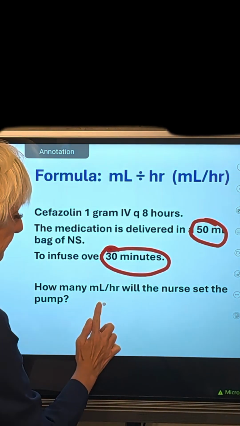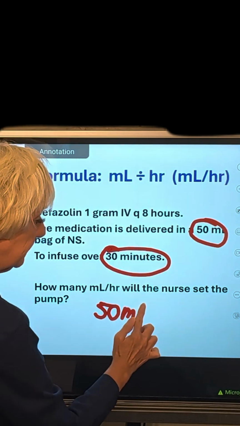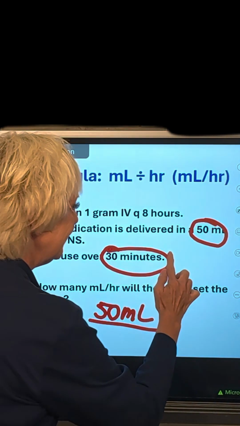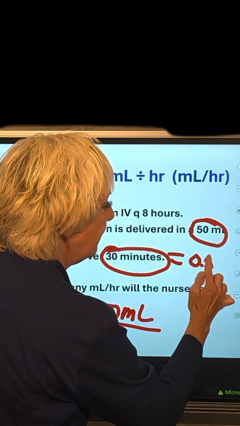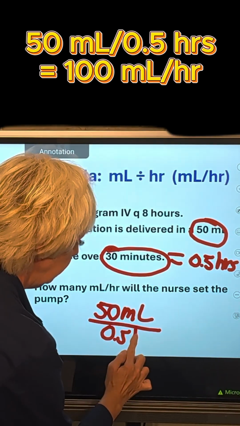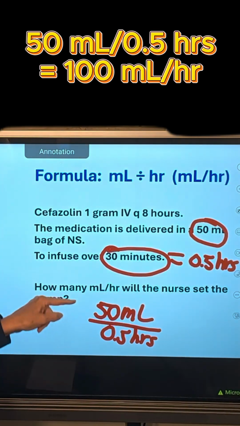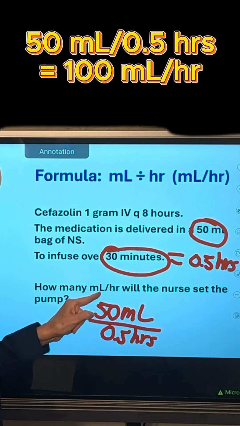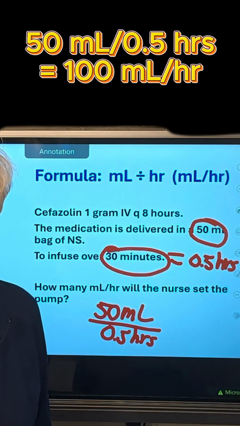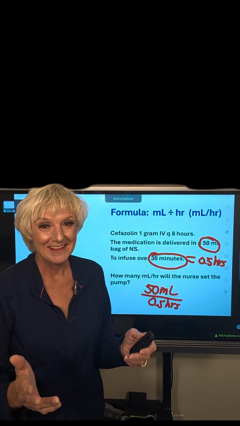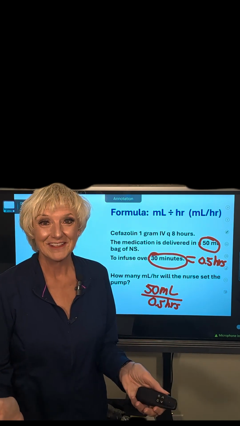Well, I know my top number is 50. 50 milliliters is what I have in my liquid, but it's going to go in over 30 minutes. 30 minutes is the same thing as 0.5 hours. So that's my bottom number, 0.5 hours. And I have 50 milliliters going in over a half an hour. And the answer is 50 divided by 0.5 is 100 milliliters an hour. And that's how nurses set IV pumps every day that they work. Thank you very much.